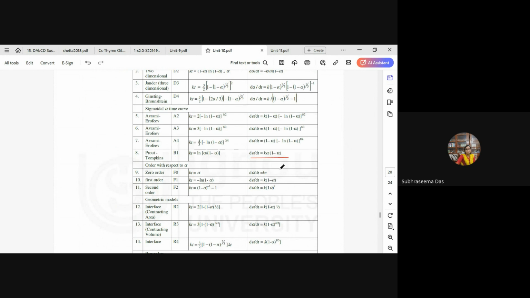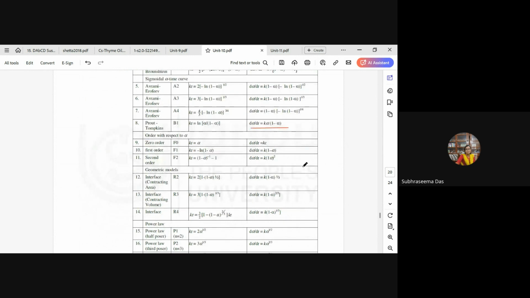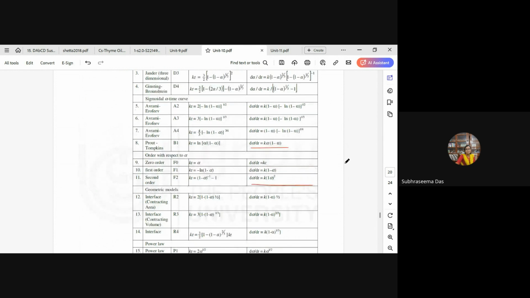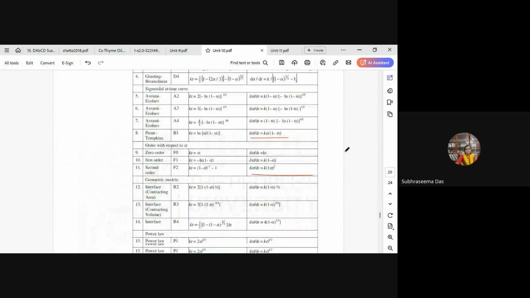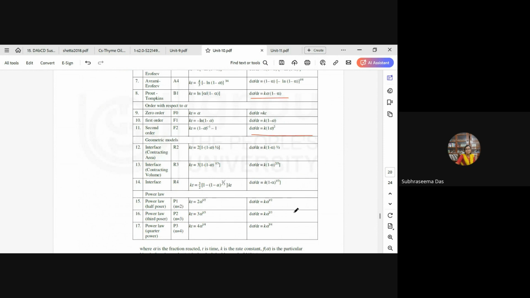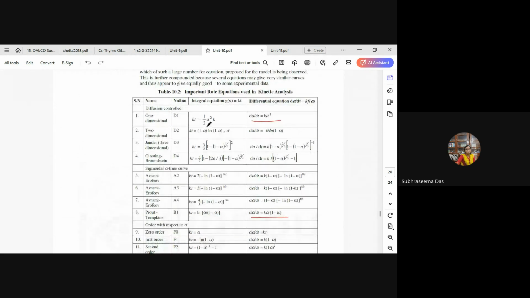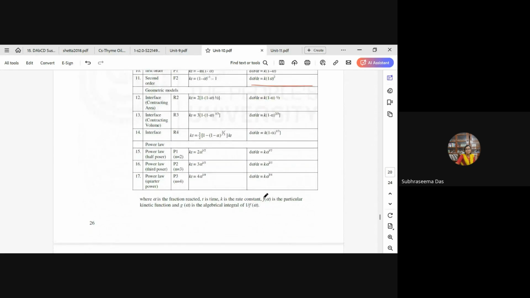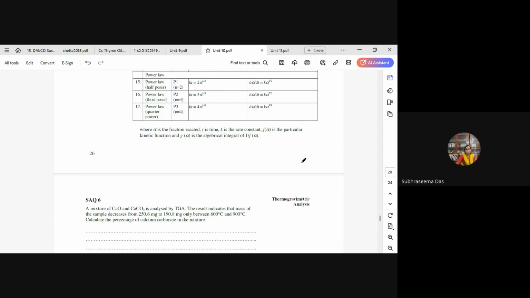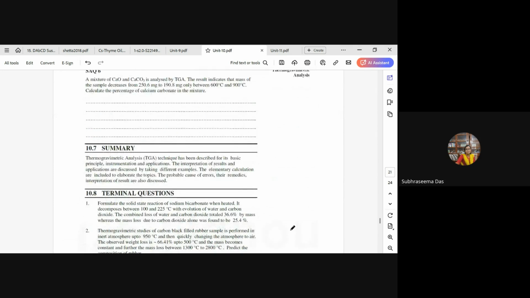For a zero order equation, we can use d alpha by dt equal to k. First order is d alpha by dt equal to k into 1 minus alpha. Second order is used when d alpha by dt is equal to k into (1 minus alpha) squared. These are the differential equations we can use. For the other equations, both the differential forms and their integrated forms have been shown. So by fitting our data to these equations, we can predict the nature of the curve and find out the order of the rate equation. This is how TGA can be used in understanding reaction kinetics.